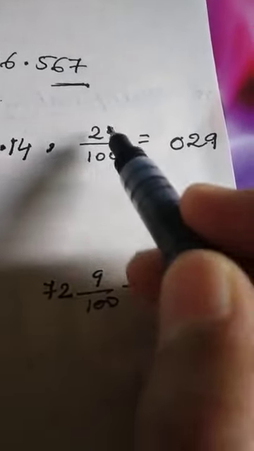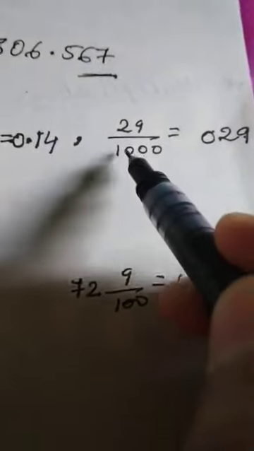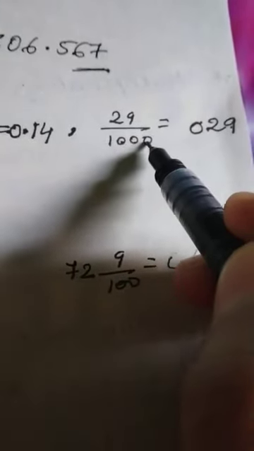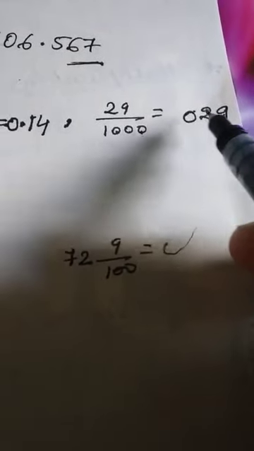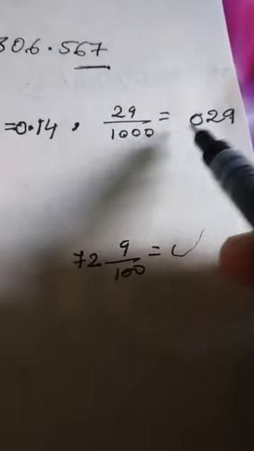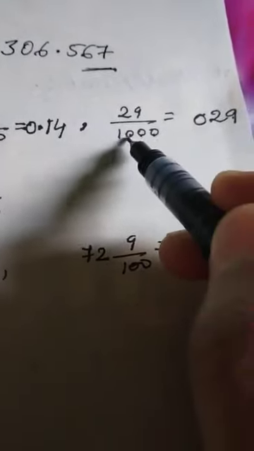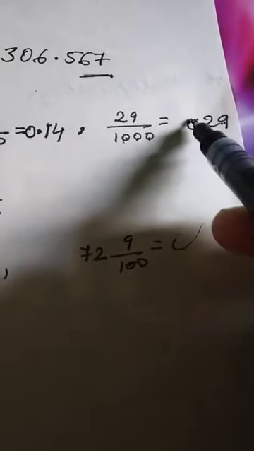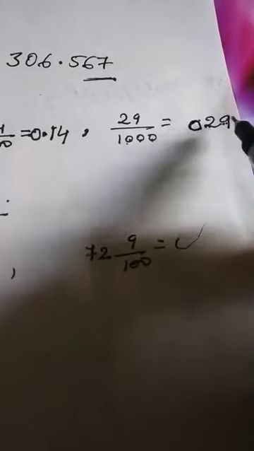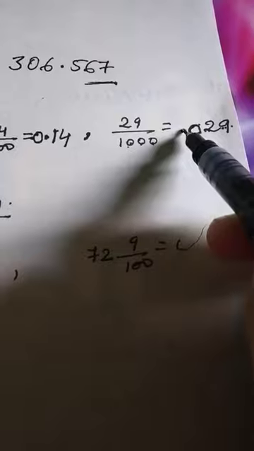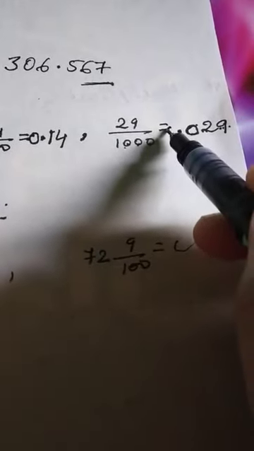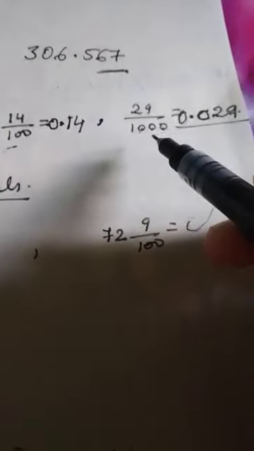Similarly, 29 by 1000. Here you have to understand how many zeros: 1, 2, 3. But here there is only 29, only 2 digits. So you need one more digit to put the decimal, because there are 3 zeros, 1, 2, 3. So 1, 2 and one more 0 we will add here. So 1, 2, 3. And we can put one more 0. This is the way you can change a decimal fraction into a decimal number. Okay?